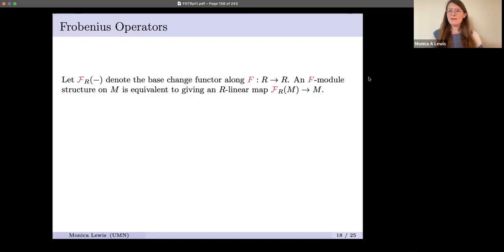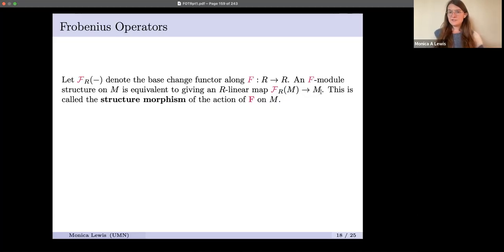If you just write down what F mapping from M to M does, like what the action of Frobenius does, and try to make that into an R linear map, you'll see that some kind of base change ends up being necessary, and this is just the structure map that is necessary. So we call this the structure morphism of the action of F on M.